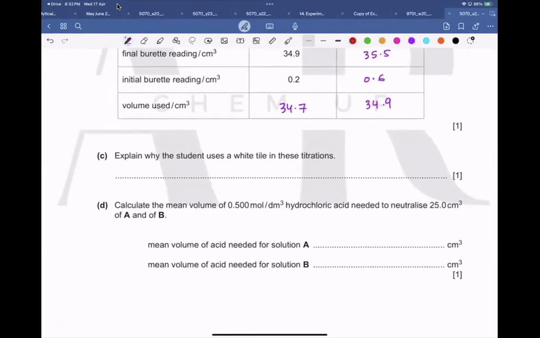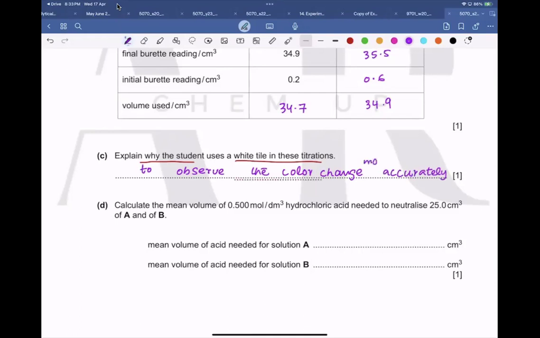Okay. So see here they have asked, explain why the student uses a white tile in these titrations. So to observe the color change accurately, or more accurately. Yeah, a more accurate color change would be observed.